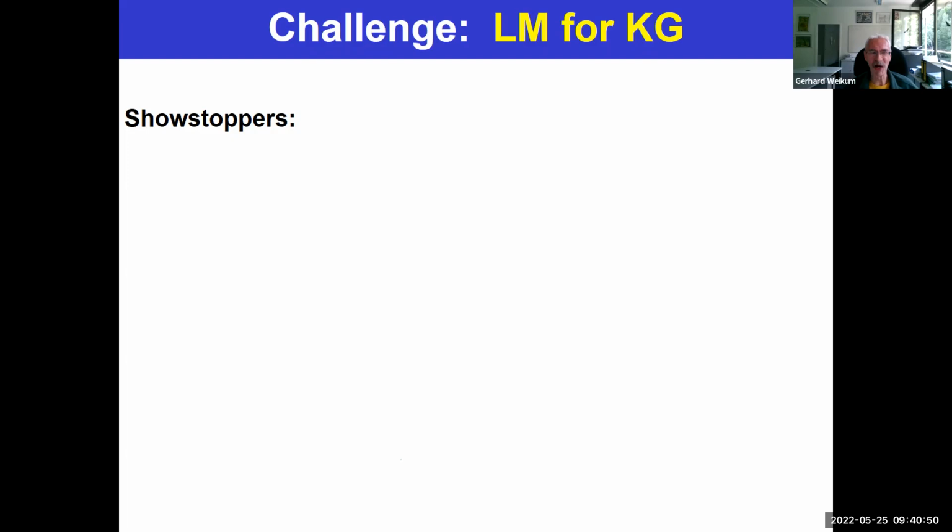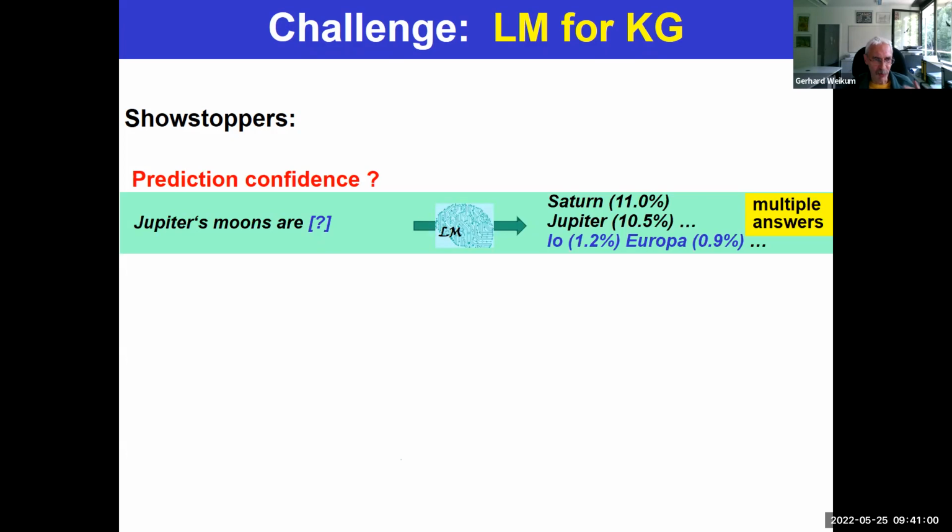Here's the first one. This notion of prediction confidence that you saw is very treacherous. Consider this query with a masked prompt to the language model: Jupiter's moons are. There are more than 80 moons around Jupiter. And you see some of the predicted results from, I think, GPT-3 in this case. Some high confidence predictions are just plain wrong. And the first correct ones, Io and Europa, have relatively low scores. So should we go after these? Should we take them, even though their scores are so low?